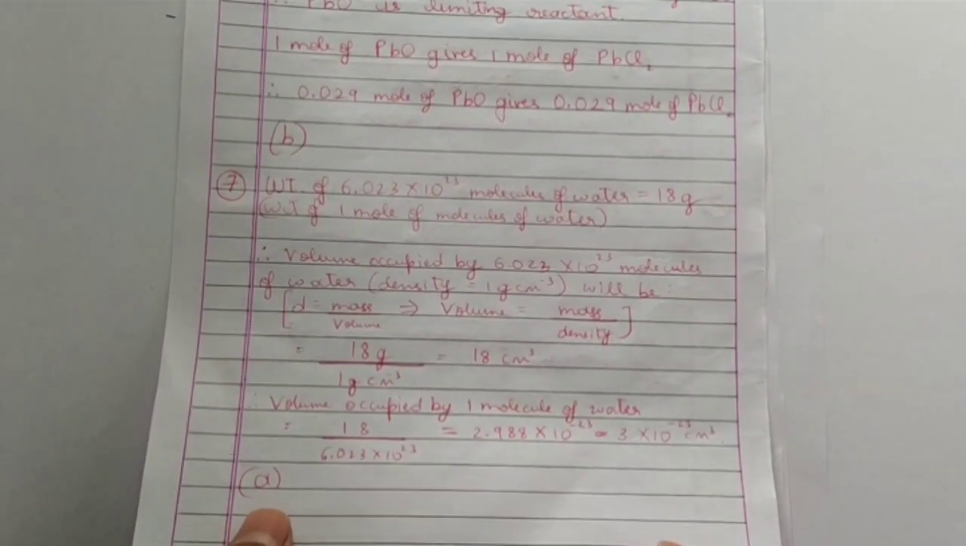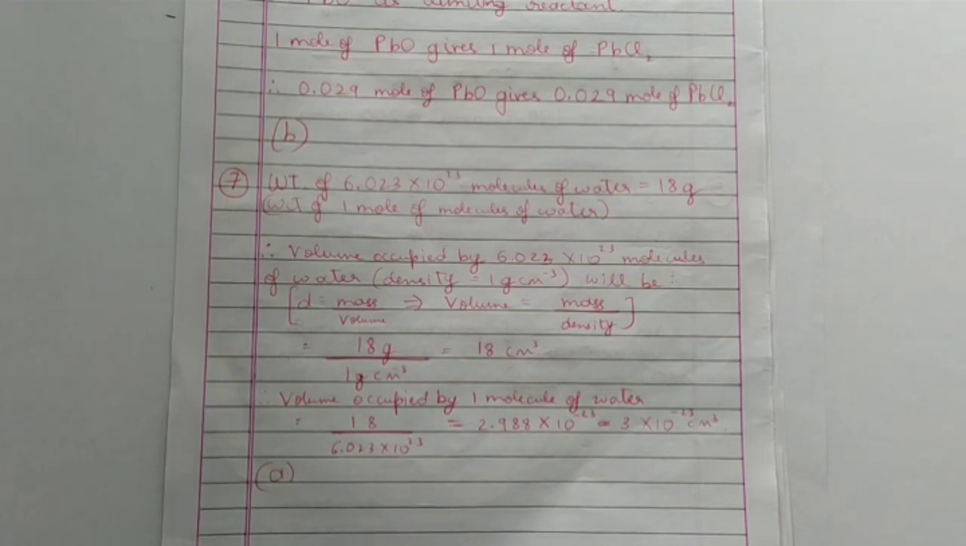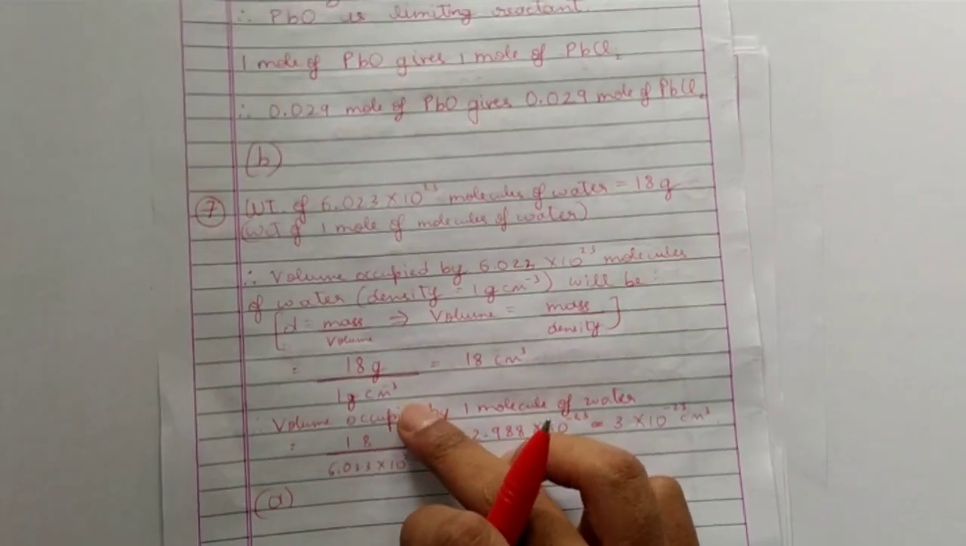We know the weight of 6.023 × 10^23 molecules of water is 18 gram. Weight of 1 mole of molecules of water. Therefore, the volume occupied by Na molecules of water of density 1 gram per centimeter cube will be 18 divided by 1 gram per centimeter cube, which is equal to 18 centimeter cube volume. Therefore, the volume occupied by one molecule of water is equal to 18 divided by 6.023 × 10^23, which is equal to 2.988 × 10^-23, approximately equal to 3 × 10^-23 centimeter cube. So therefore, it is option A.